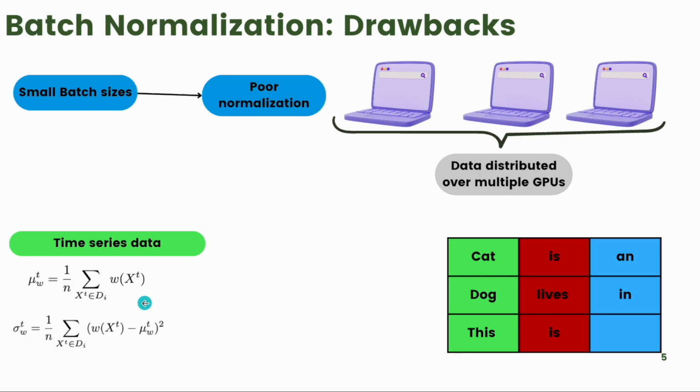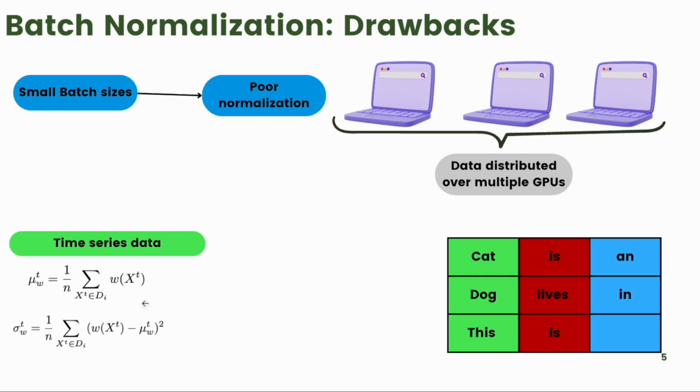Then during testing, you will use these same means and variances to perform normalization for the test data. If you remember from a previous discussion, we're not doing any mean and variance computation during testing. We're using the averages that we computed during training to perform normalization during testing.